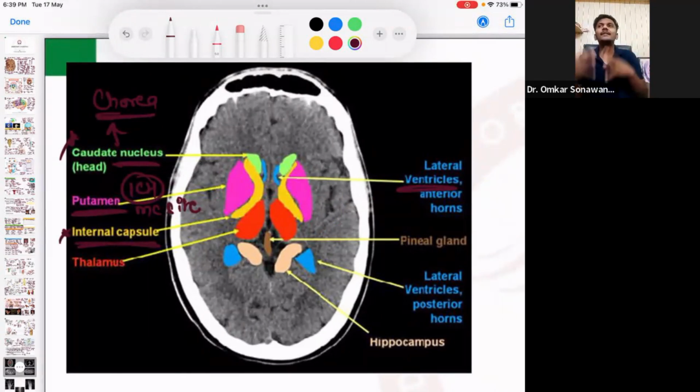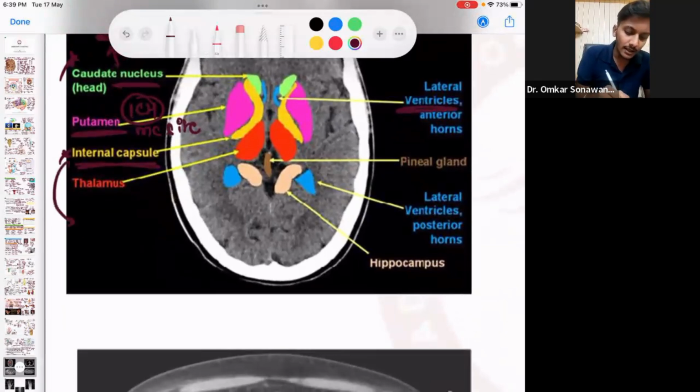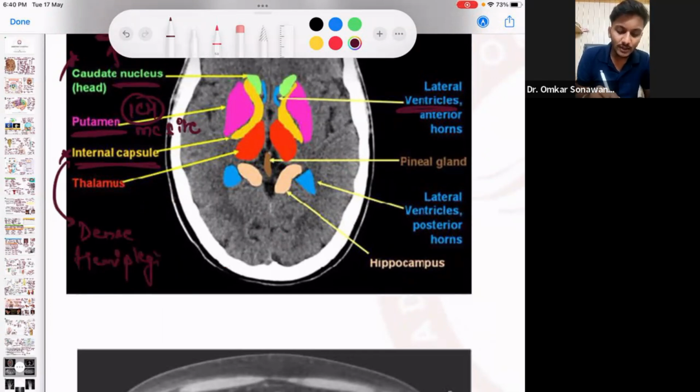The internal capsule is a dense collection of corticospinal fibers. Therefore, any damage to the internal capsule will cause dense hemiplegia. Same side or contralateral side? In the brain there is cross innervation, have you forgotten? So it is a contralateral dense hemiplegia due to injury to the internal capsule. If the right internal capsule is damaged, left dense hemiplegia would be seen. Remember this.